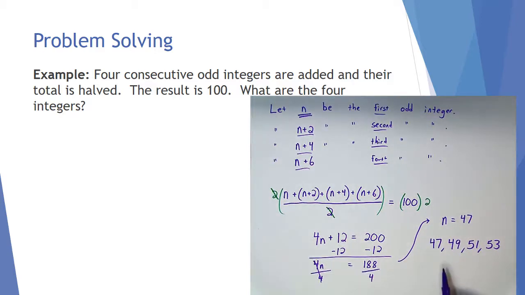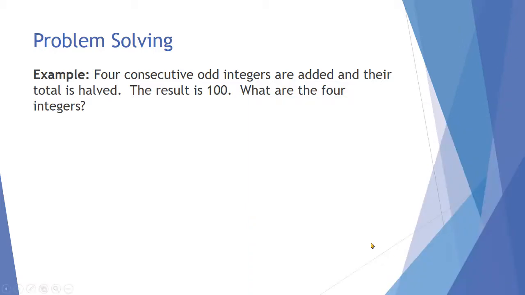And you can check that easily enough. I won't even write it out here. But if we add these 4 together, we get 200. And when we halve that, we would get 100. There's our solution.